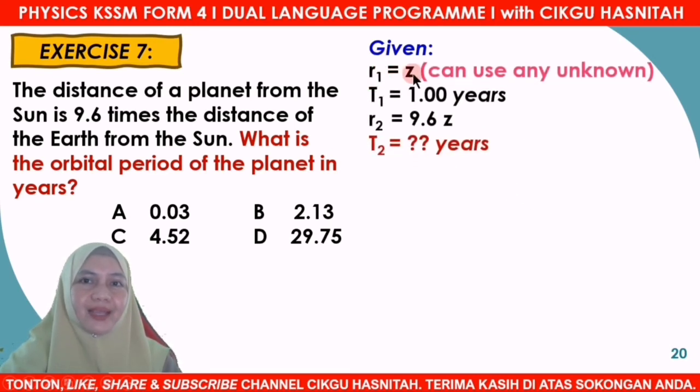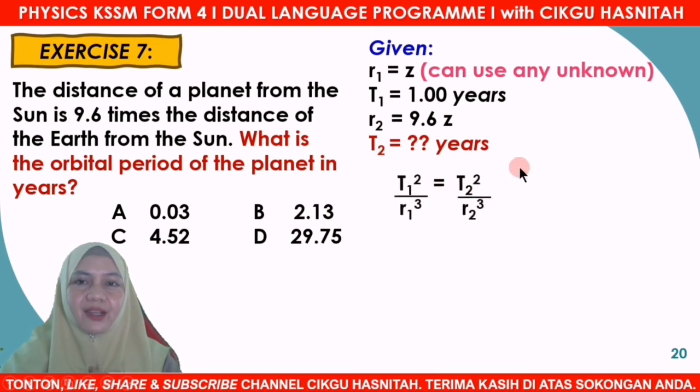So we took R1 as Z. Actually you can use any letters, any unknown. And T1 is given 1. T1 we know is the orbital period of Earth, which is 1 year. And R2 is 9.6 Z. In this question, they tell you that the distance of the planet from the sun is 9.6 times, which means 9.6 times further than the distance of the Earth from the sun. So we took the distance of the Earth from the sun as Z, which means R2 is 9.6 Z. So I hope you're clear with that. So this is what we are looking for, the orbital period of the planet.